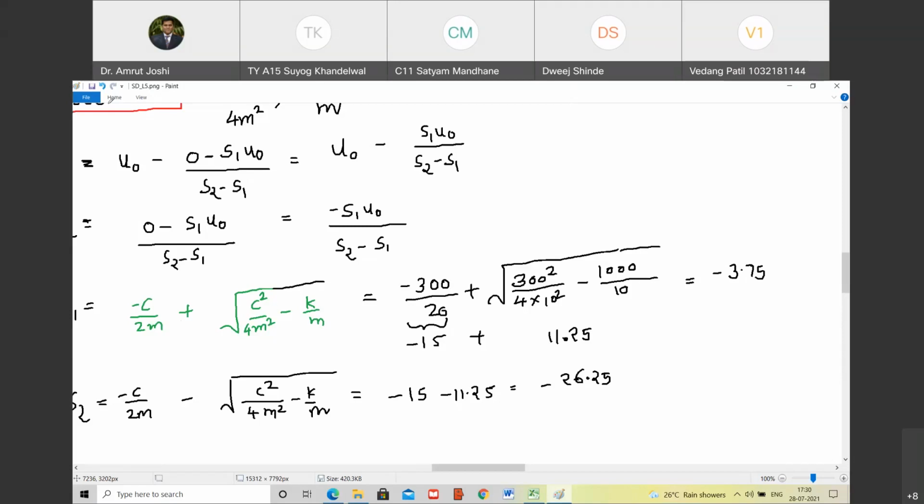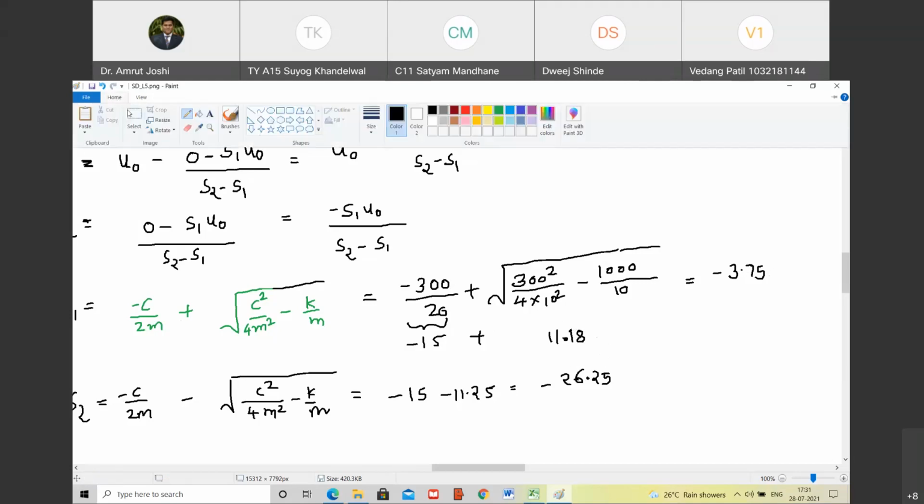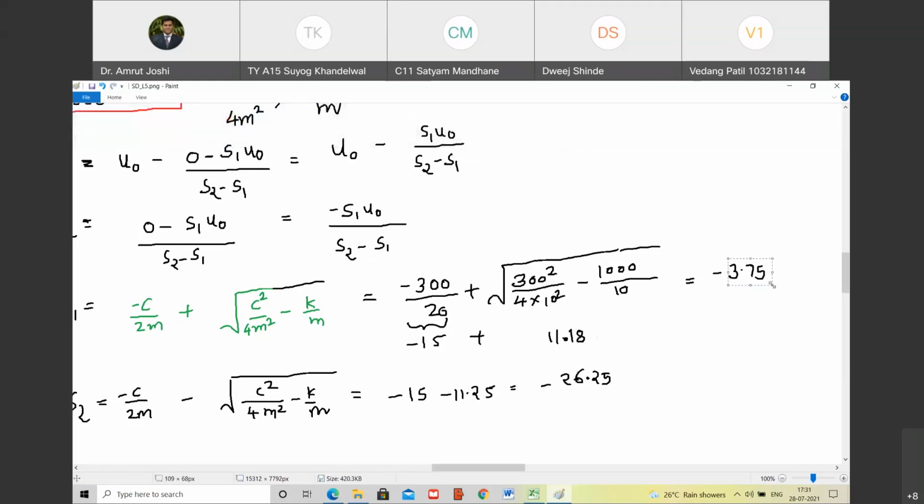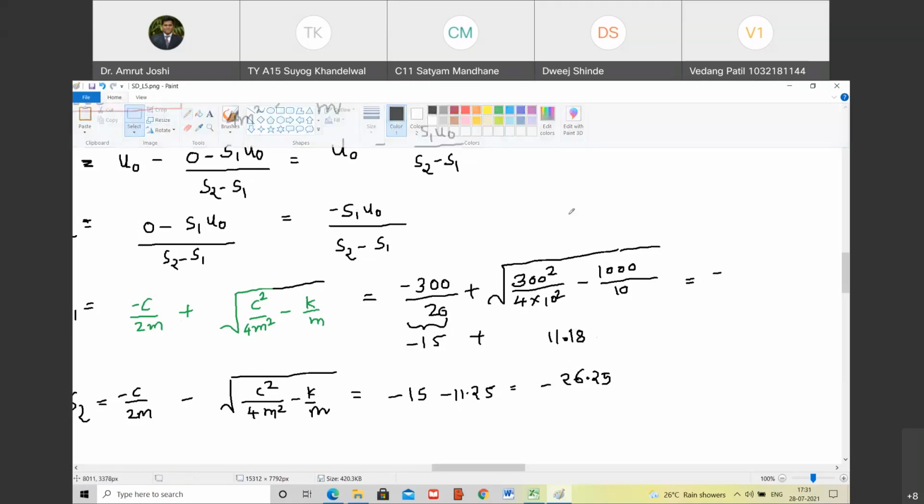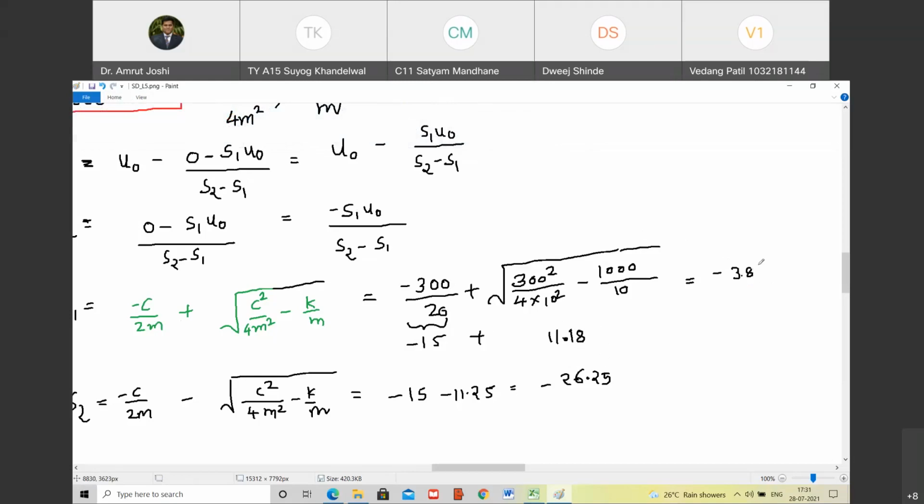I can't do anything. 300 square upon 4 divided by 100 minus 100. So it turns out to be 1250 and its square root is the answer. It is 11.18. So if it is 11.18, now tell me the new numbers. Minus 15 plus 11.18, how much is that? Minus 3.82.